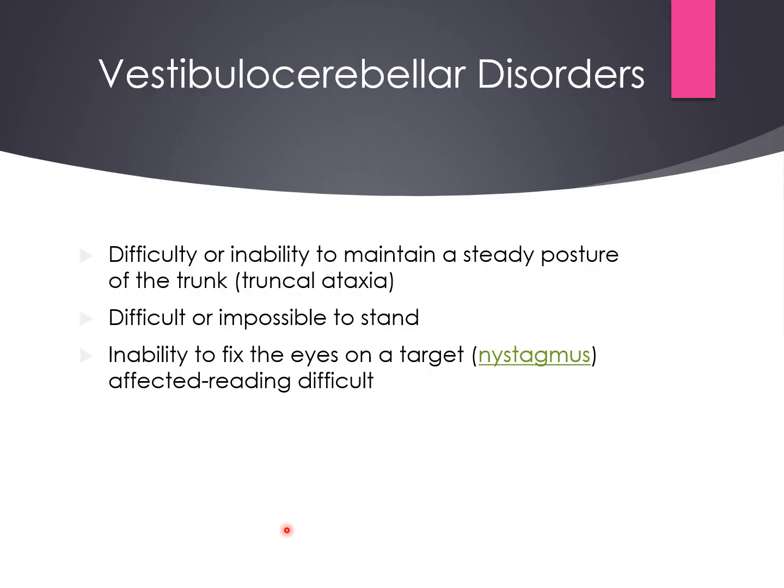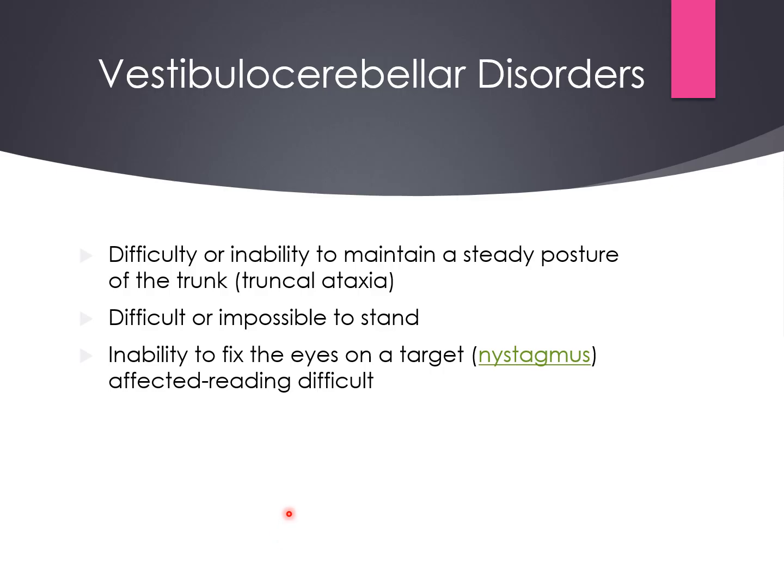Vestibulocerebellar disorders cause difficulty or inability to maintain a steady posture of the trunk. We sometimes call that truncal ataxia. So someone with truncal ataxia, either when sitting or standing, cannot maintain that upright posture. They'll tip to the side or tip over when sitting or standing, if not fully supported. Sometimes this is so severe that someone finds it difficult or even impossible to stand up because, again, they can't maintain that upright posture.